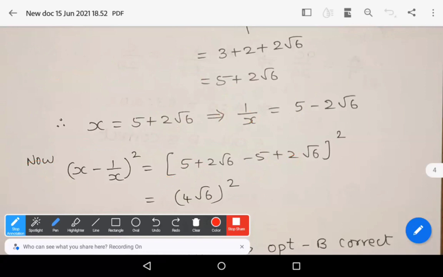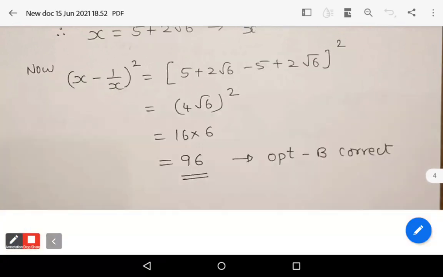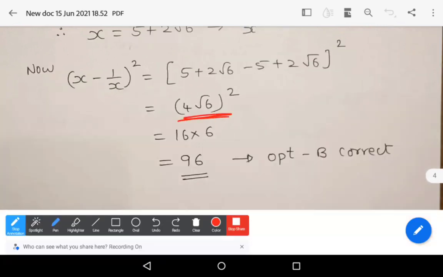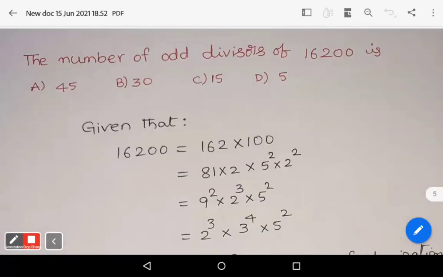Now the question is x minus 1 by x whole square. 5 plus 2 root 6 minus 5 minus 2 root 6 whole square. That is nothing but 2 root 6 plus 2 root 6, 4 root 6 whole square. 4 square is 16, root 6 whole square is 6. 16 sixes are 96 and option B is the correct option. Observe that.